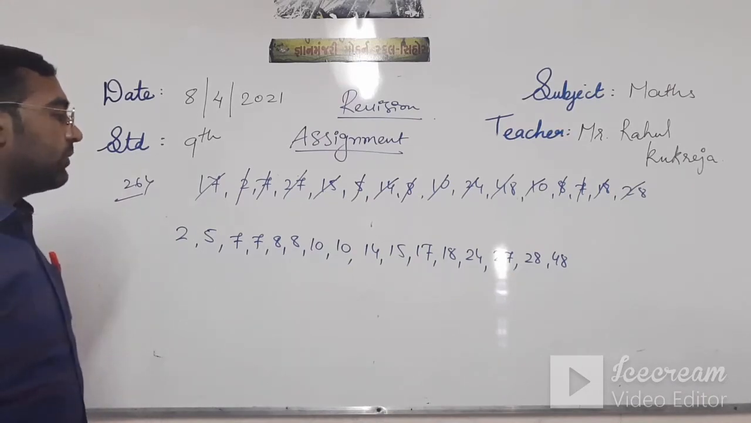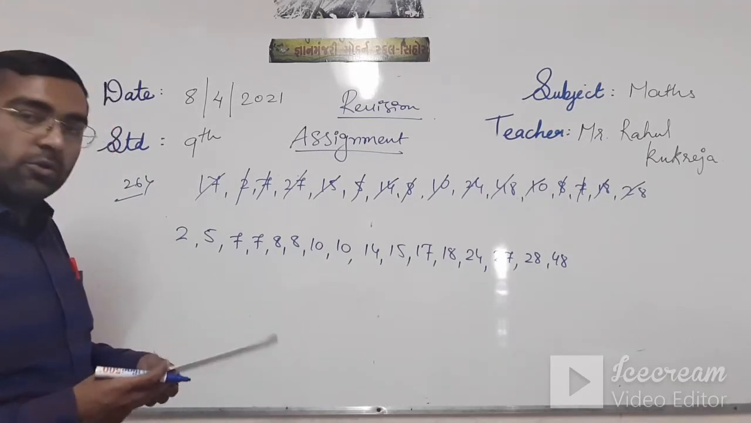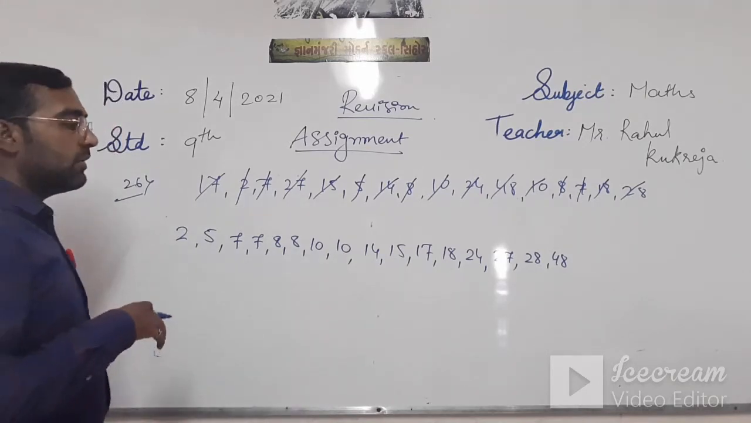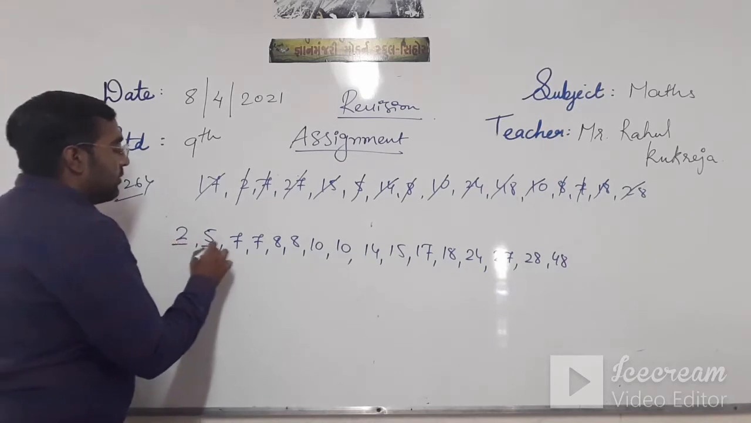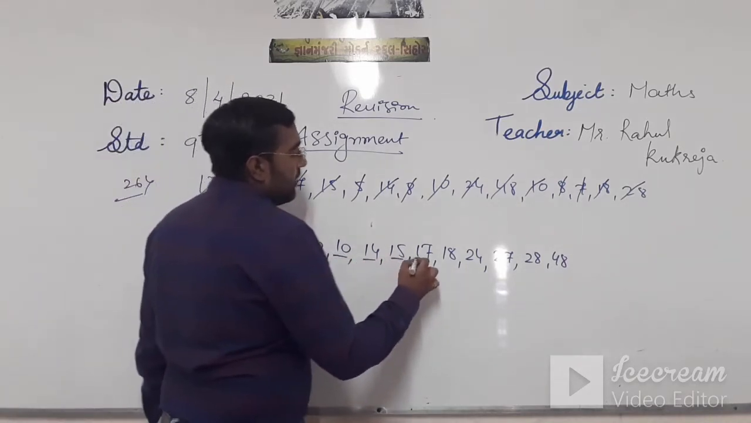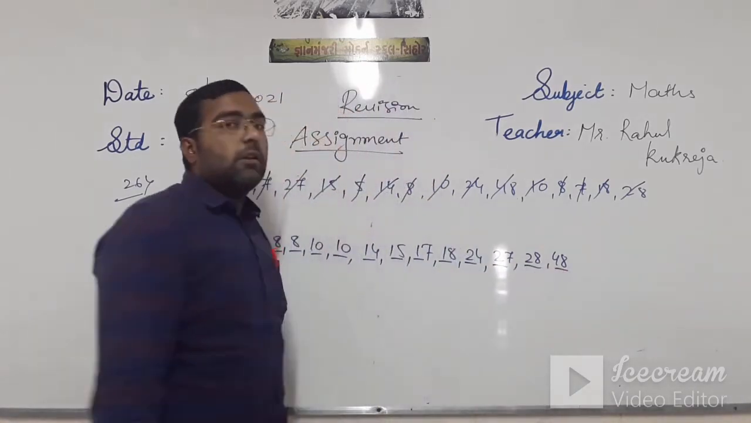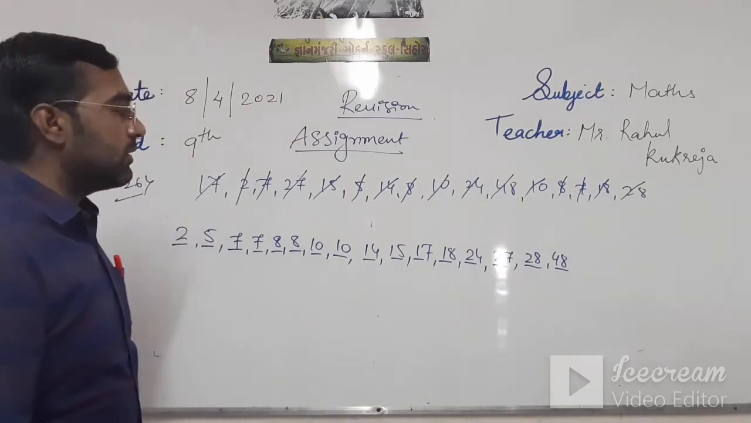Clear? So now the number of observations is not given, so we are counting. How many observations are there? There are 1, 2, 3, 4, 5, 6, 7, 8, 9, 10, 11, 12, 13, 14, 15, 16. Okay. There are 16 observations.